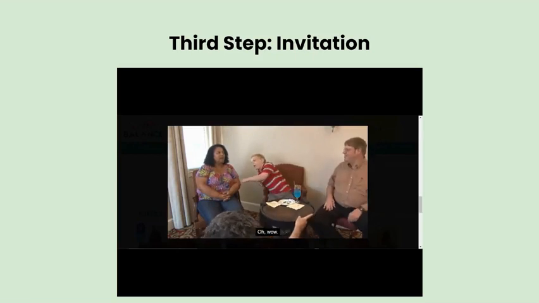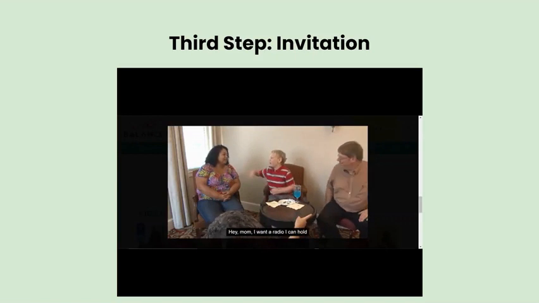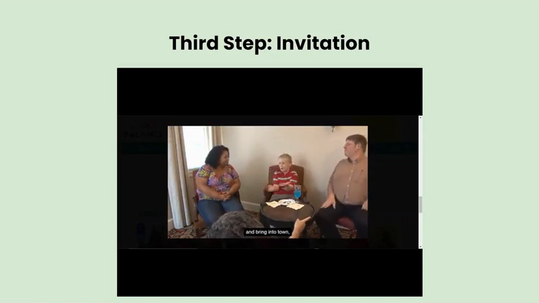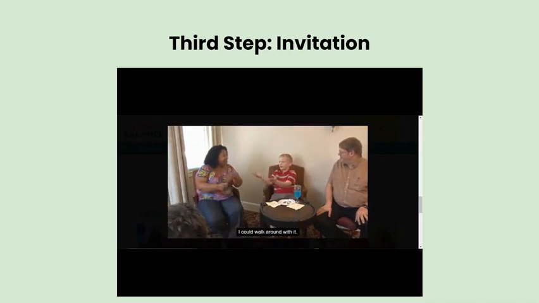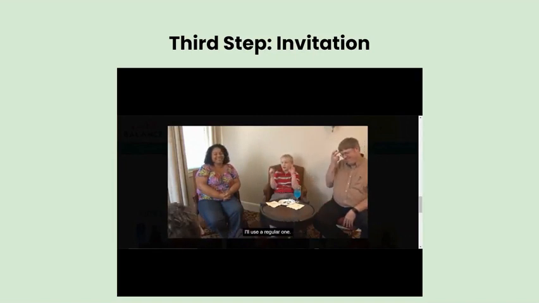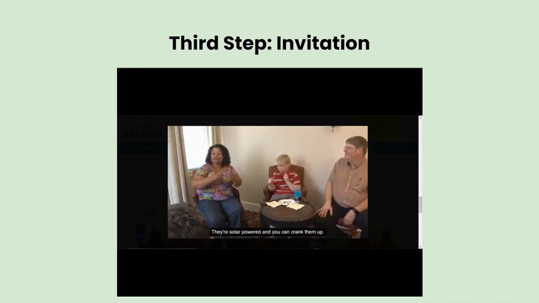Another idea. Headphones. Oh, wow. Hey Mom, I want to build a radio I can hold and bring out to town. We have a crank radio right at home. I like the crank one. It's too much work. I'd use a regular radio. I don't even know what a crank radio is. You can buy them at LL Bean. They're solar powered and you can crank them up. I must have missed that last time I was at LL Bean.